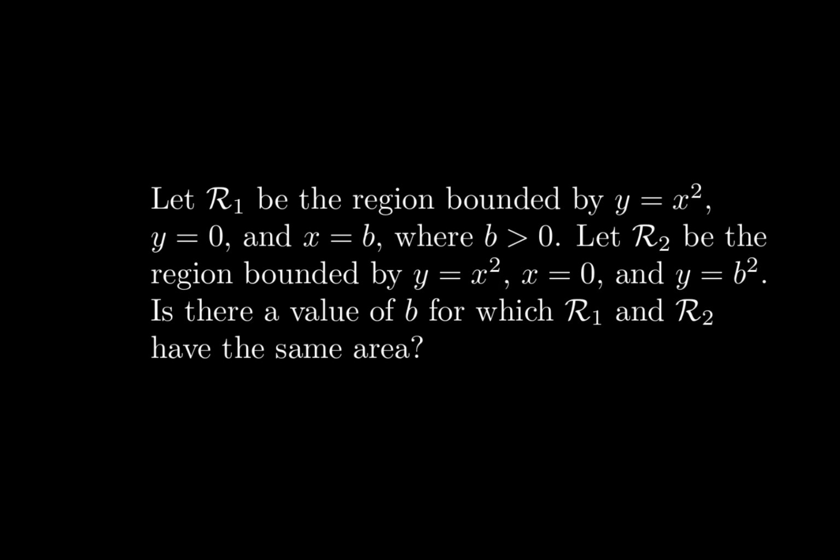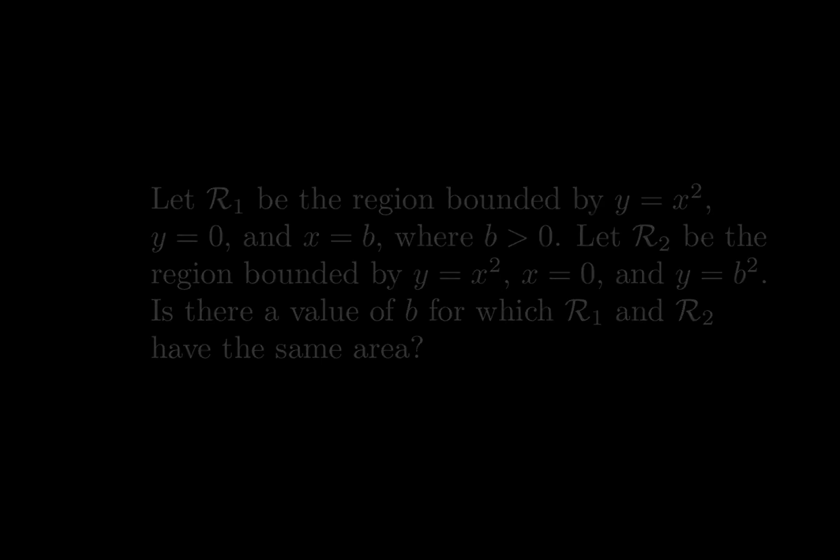Okay, so we have two regions here that are each bounded by three curves. And in each case, one of the curves depends on an unknown parameter. And we're basically asked a question about the area of these regions. So what I want to do is just compute the area of each of these regions as it depends on the parameter b, and then see if these two areas, which we can think of as functions of b, have a point of intersection.